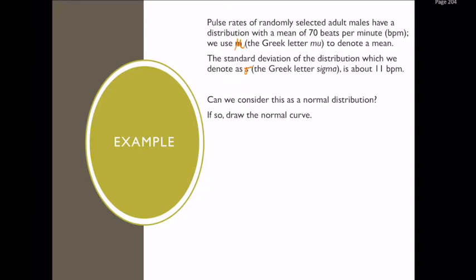Can we consider this a normal distribution? Yeah, heart rates are something that occur naturally. So what I want us to do is go ahead and draw this normal distribution. So here I have my normal curve. I've got my mean in the center, which is 70.